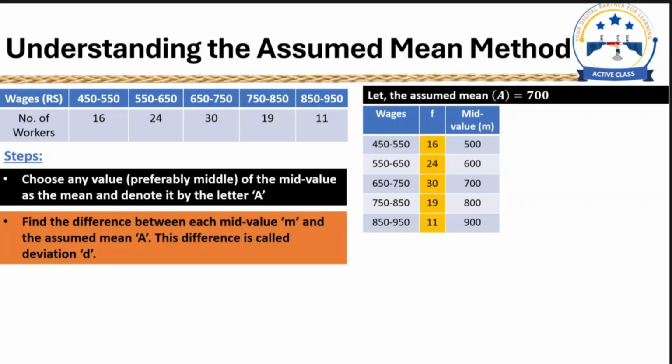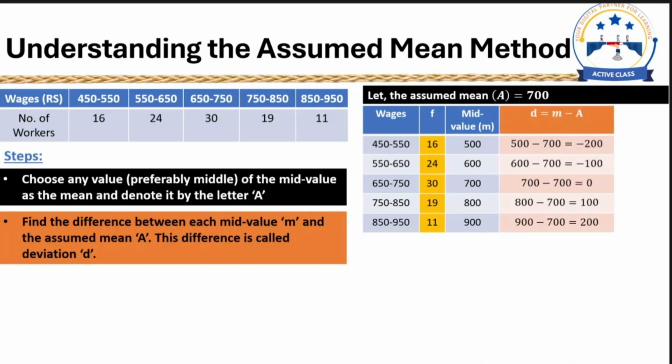In the first row, mid value is 500 and the assumed mean is 700. You need to find the difference of 500 and 700 and we call it the deviation. Okay? So we represent the deviation by D. Not only for 500, you'll be doing the same for 600, 700, 800, 900. Find the difference of each of these mid value with 700 and write as the deviation value. Let's have a look. How does it look? See, D is deviation, which is the difference between mid value and assumed mean.